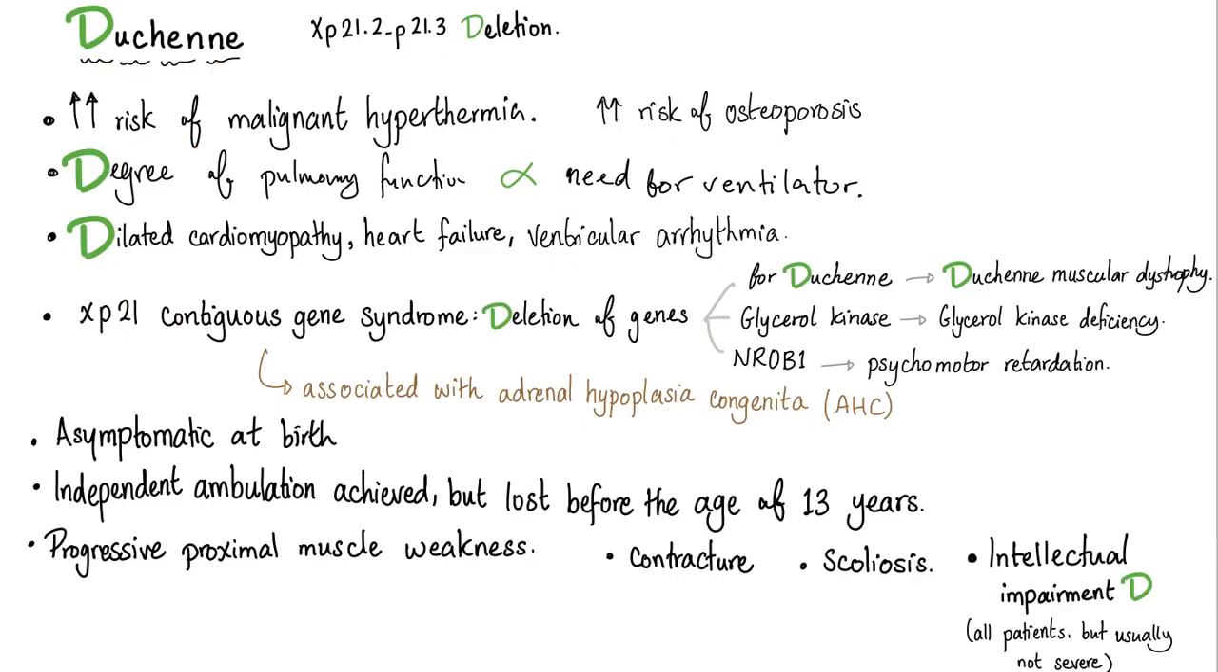Duchenne muscular dystrophy, there is increased risk of malignant hyperthermia. The degree of pulmonary function is inversely proportional to the need for ventilator. So the worse my lung function, the greater the need for a ventilator. Causes of death could include dilated cardiomyopathy, heart failure, and ventricular arrhythmia. That's why patients need echocardiography and ECG routinely.